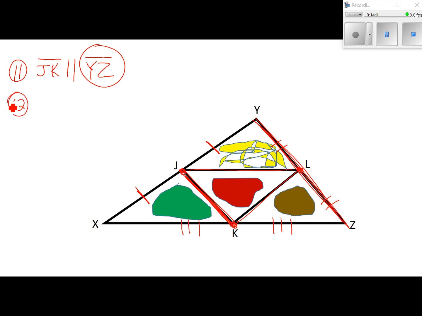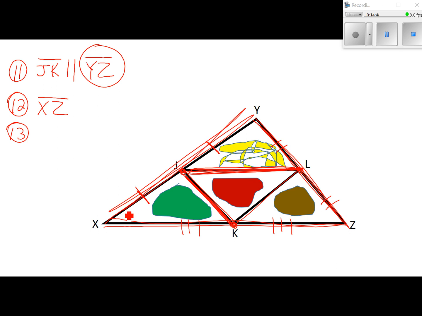Number 12, I'm not going to write down all these every time. Number 12, they say segment JL. Segment JL is this segment. Well, it's got to be parallel to this bottom side of the triangle, so segment XZ. Number 13, segment XY. Segment XY is this side of the big triangle, and it has to be parallel to the mid segment, segment LK.